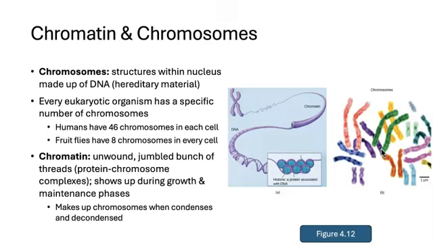Now, yes, sometimes we can have 47 or sometimes we can have 45, and you may live quite a while, but it's still going to have effects on the body that we will talk more about in pathophysiology. In chromatin, this is when we have our chromosome basically unwound.